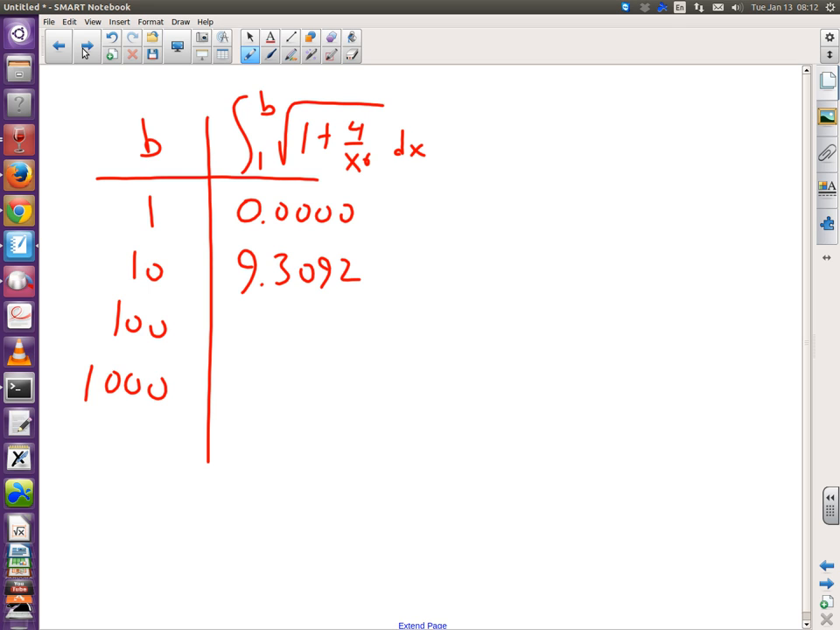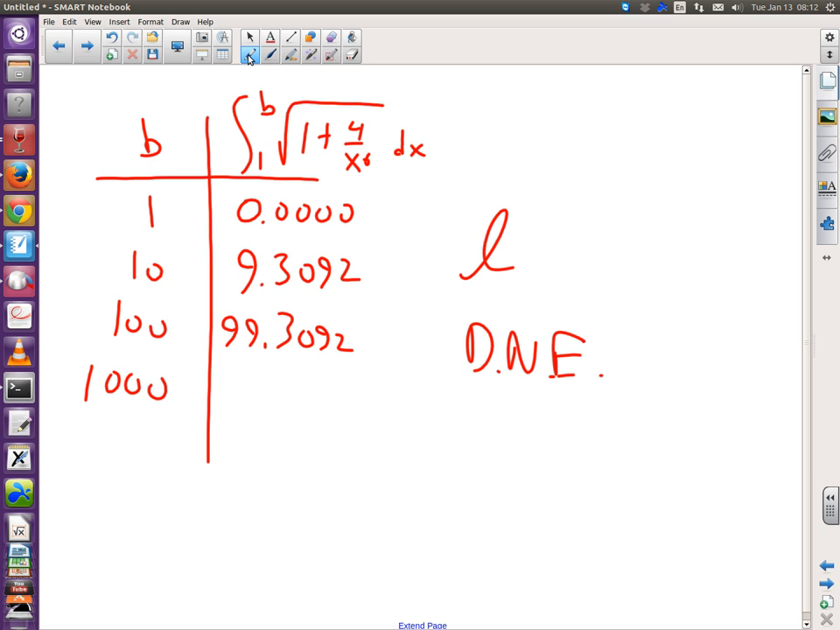Who got to 100? 99.09? Say again. 309. 3092? Okay. Well, do you really have to do 1,000? What do you think this is doing? It's divergent. So that's the arc length.